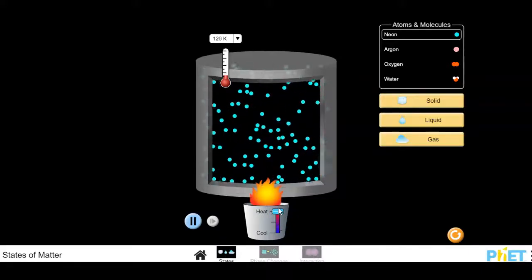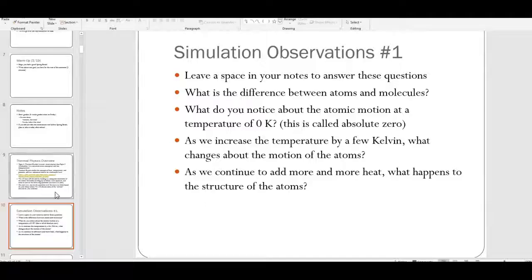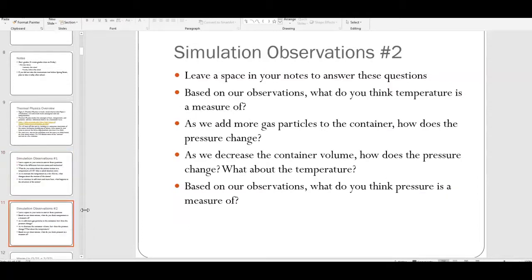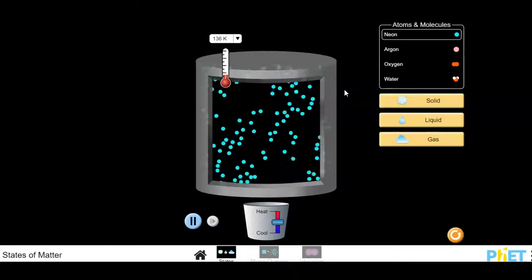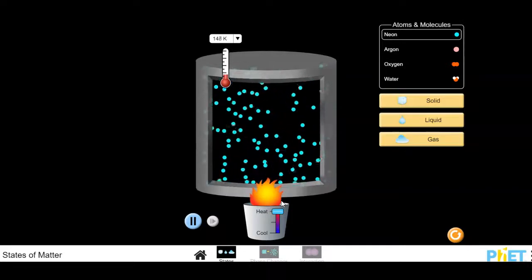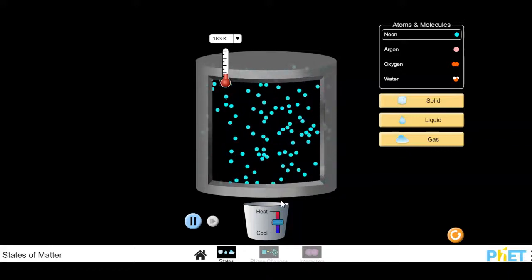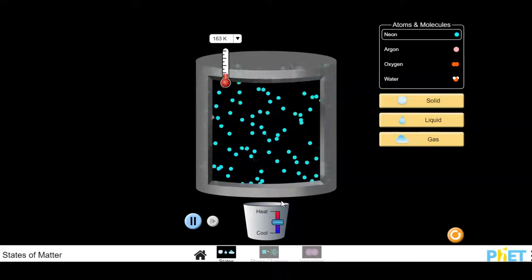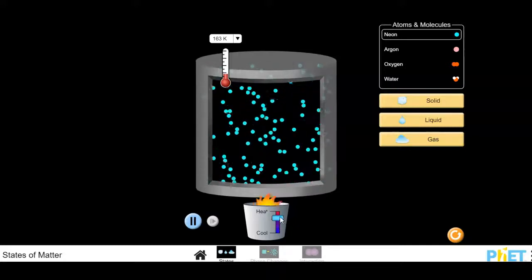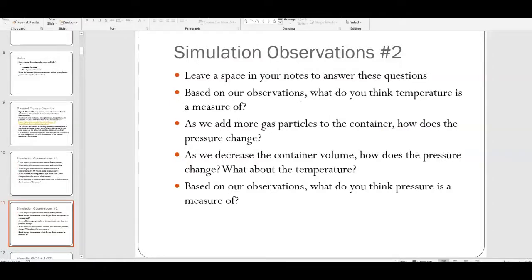Okay, so we've talked about what happens as we add heat, what changes with the structure of the atoms. So now let's take a look at the next slide of questions. Based on our observations, what do you think temperature is a measure of? Okay, so before we talk about this, based off of our observations, I want you to say, what do you think temperature is actually measuring? And it's okay to be wrong. I don't want you to look it up or anything. I just want to know what you think based off of what we've seen so far. So pause here for a second to answer the question. What you think temperature is based off of what we've just seen over the last few minutes.